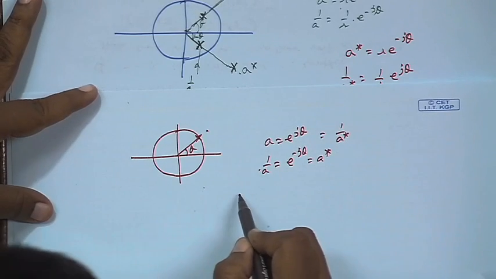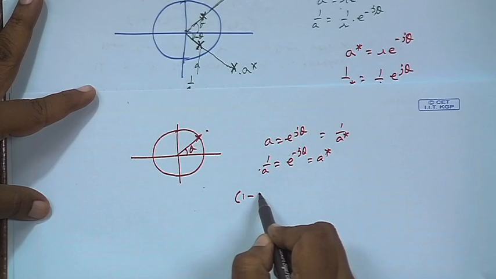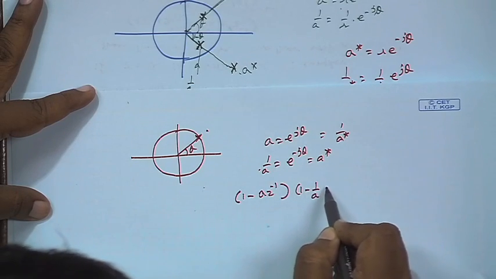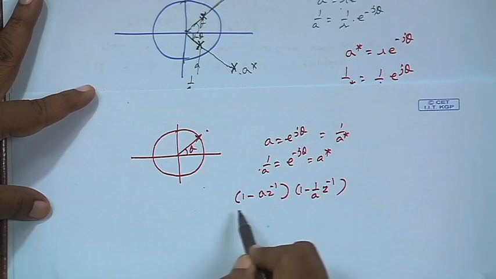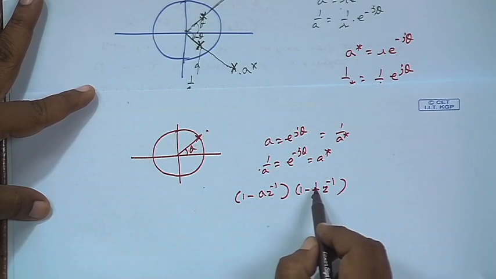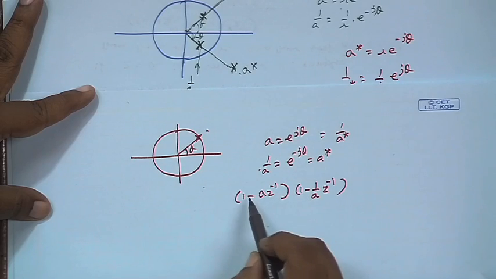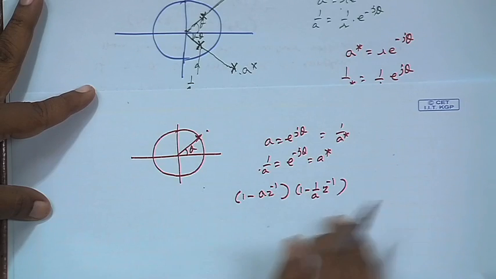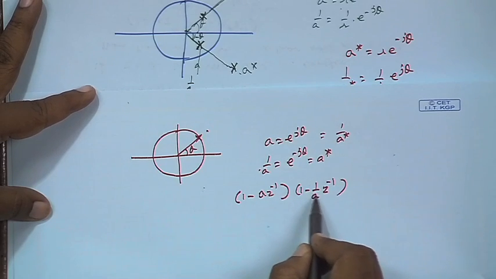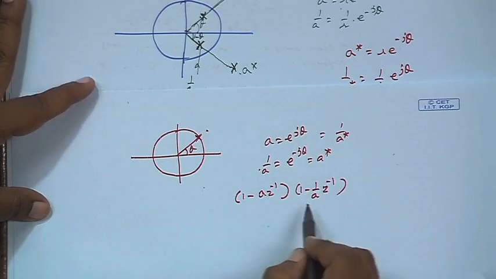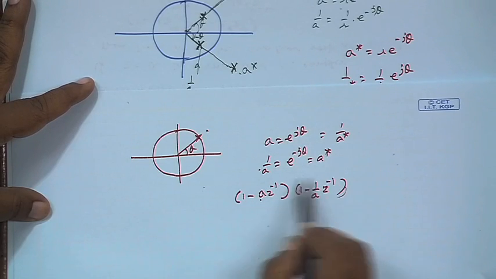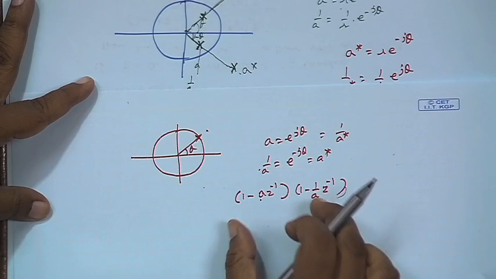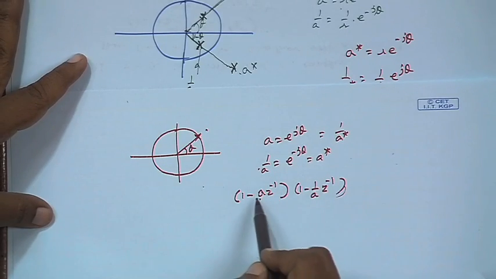So, in this case you see, it is enough if you have just the first term. If you multiply it with the second, since 1 by A is A star, 1 minus A z inverse, 1 minus A star z inverse, the product will be a second order polynomial with real coefficients, because it is A star and 1 by A star. And earlier we have seen that if you have A and 1 by A, then the resulting filter will be linear phase. So, you can here take out just these 2.